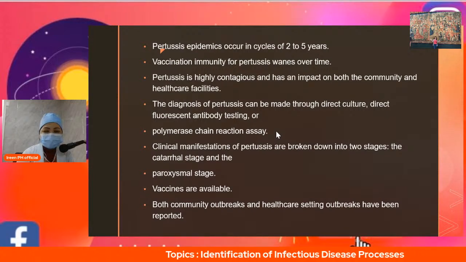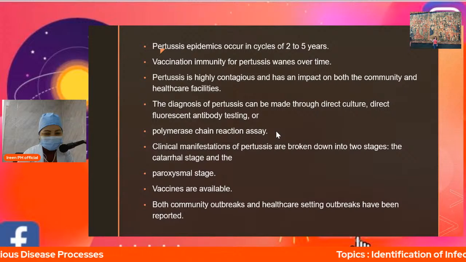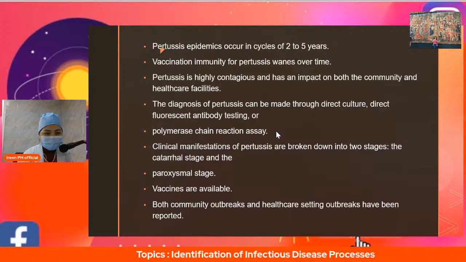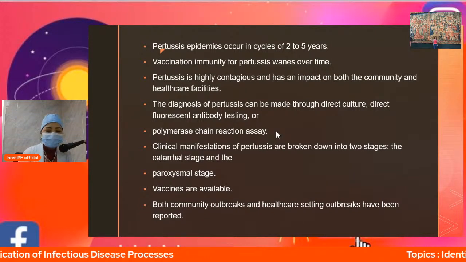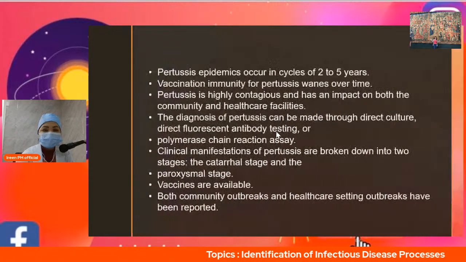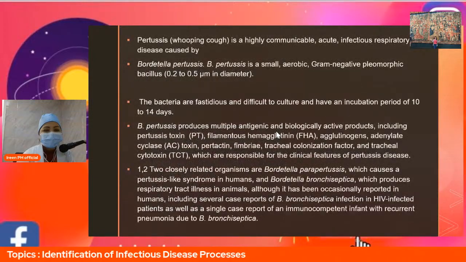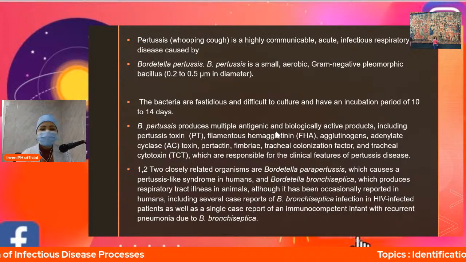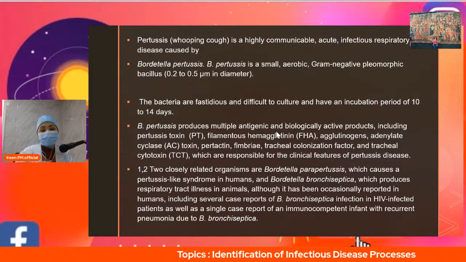Clinical manifestations of pertussis are broken down into two stages. What are those? The catarrhal stage and the paroxysmal stage. Vaccines for pertussis are available. You can take vaccines. Both community outbreaks and healthcare setting outbreaks have been reported. Okay. Pertussis. Whooping cough.